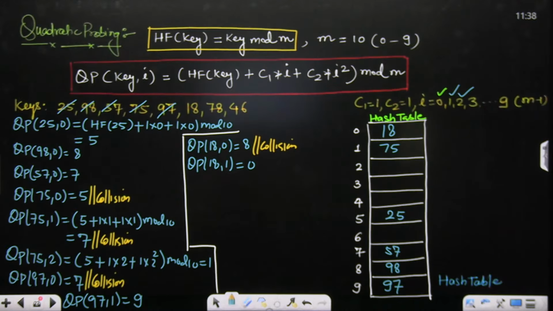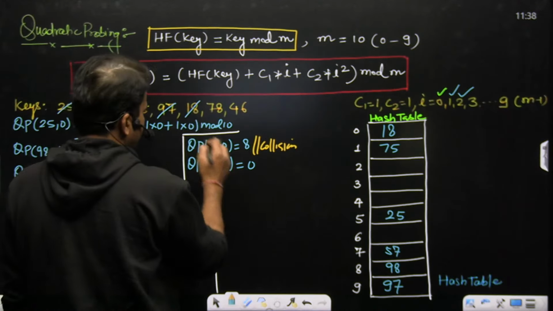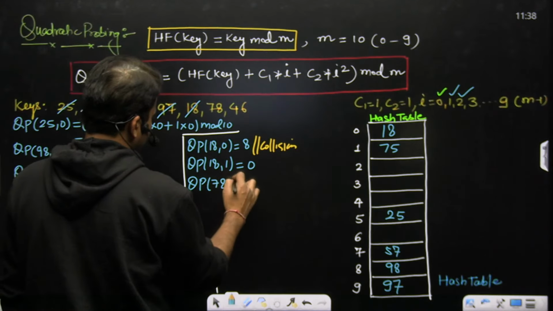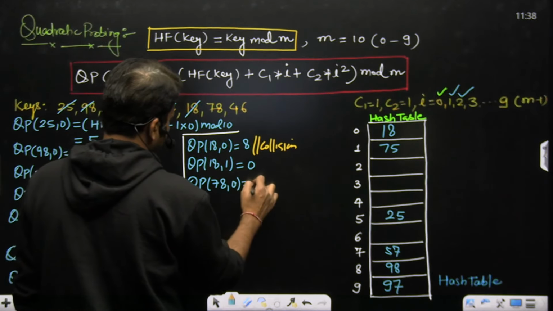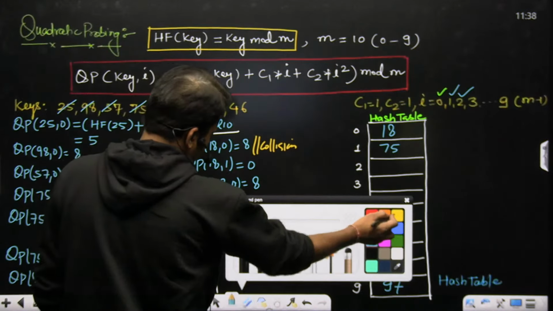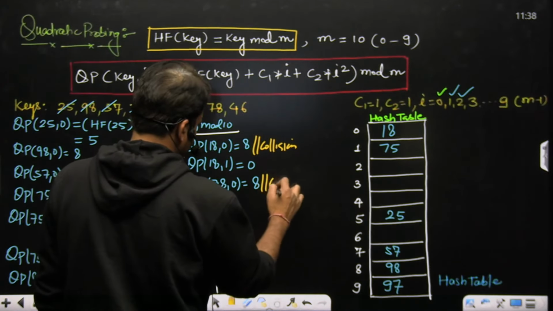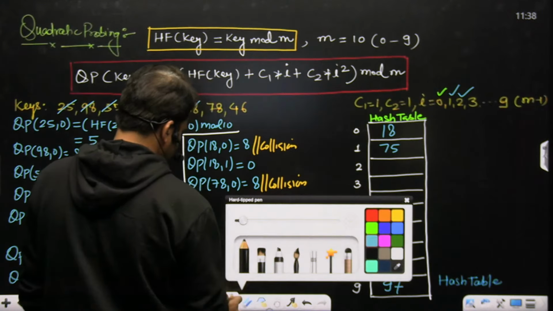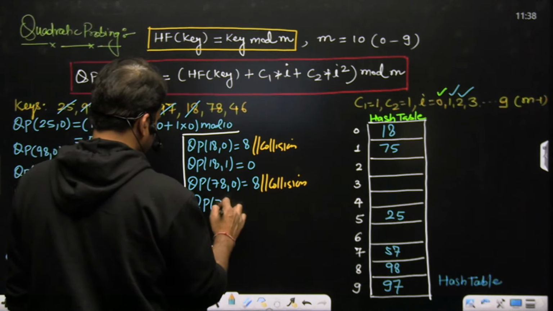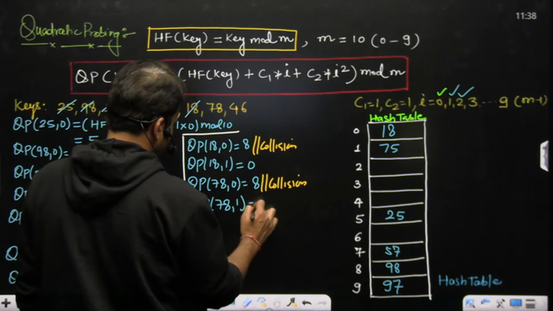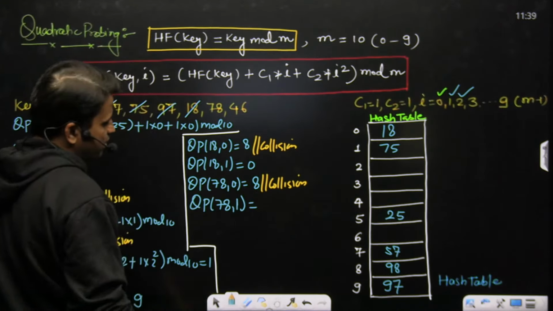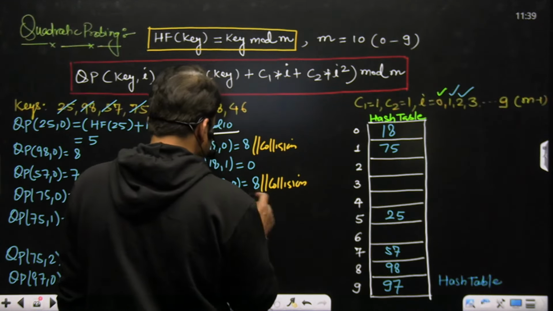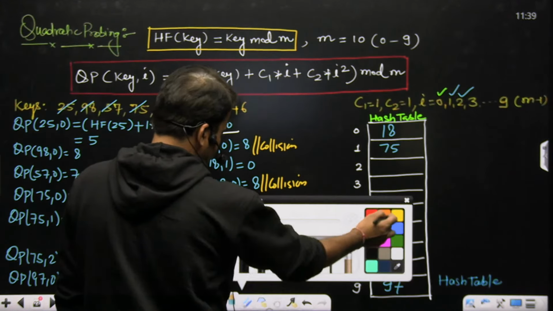Okay, so where is 78? So quadratic probing 78,0, sir, 78,0 gives 8. So there is a collision at 8, so this is a collision here. So if collision, then choose quadratic probing 78,1. From 78,1, again plus 2 is added, so it will be 0. So there is a collision at 0.